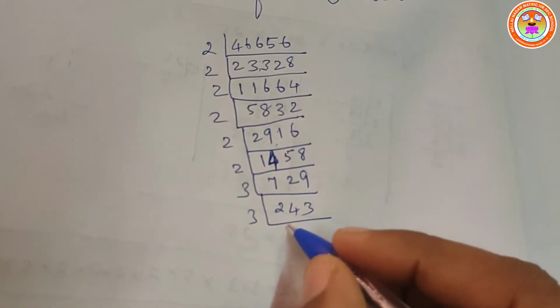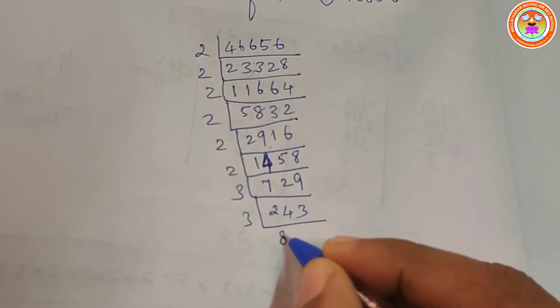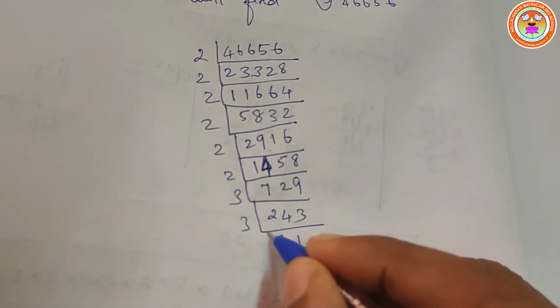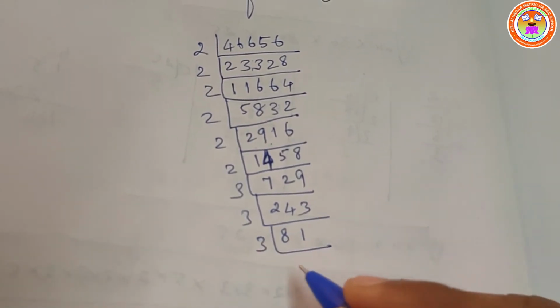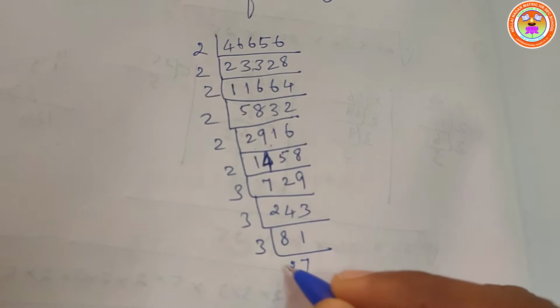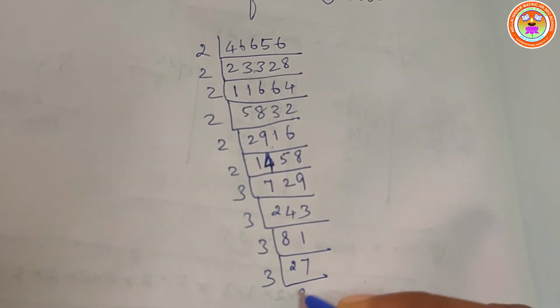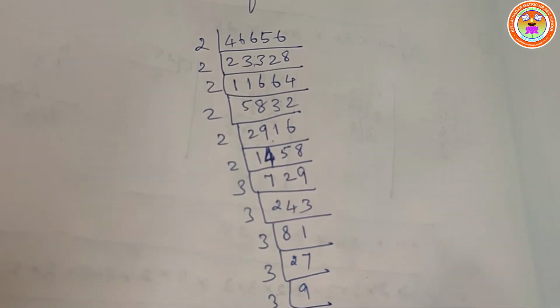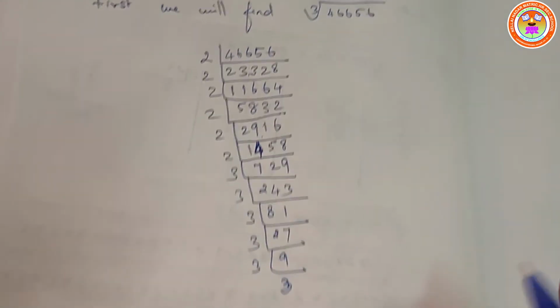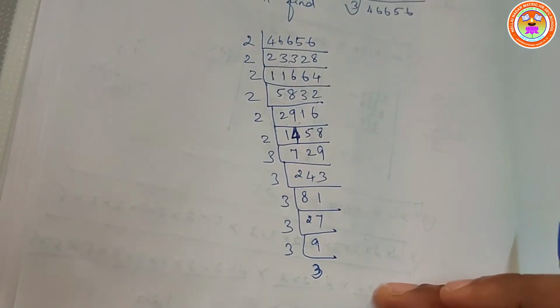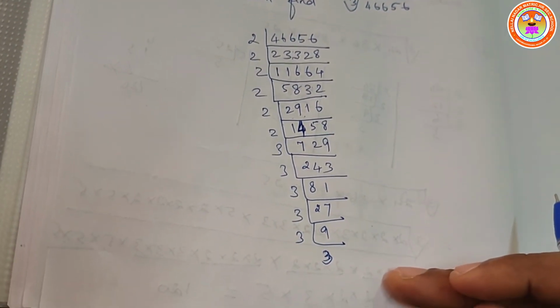243. Again it will go on the 3 tables. 24 will go for the 8 times. 8 3s are 24, 1 3. Again it will go for the 3 tables. 27. Again it will go for the 3 tables 9 times. Again it will go for the 3 tables 3 times. So since it is a bigger number, we will get this much bigger prime factorization.